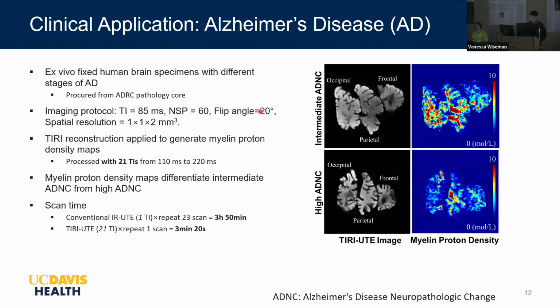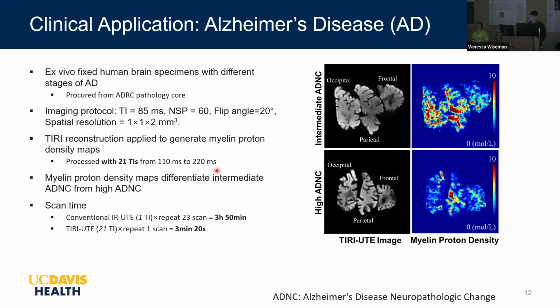So we applied the TI resolved image to create a myelin proton density map in an AD brain specimen. We generated 21 images with a target TI from 110 milliseconds to 220 milliseconds, and computed the myelin proton density map. As a result, high ADNC shows a lower myelin density than the intermediate ADNC case.